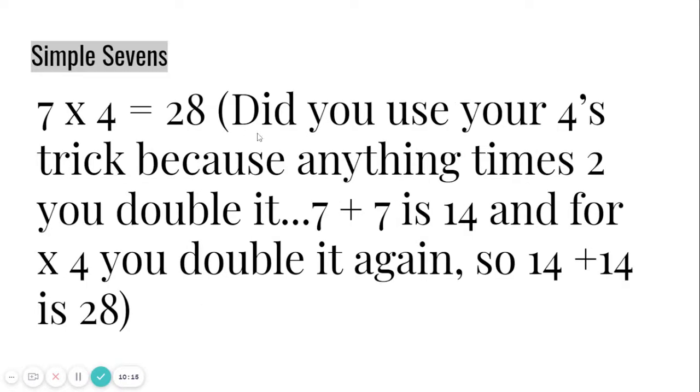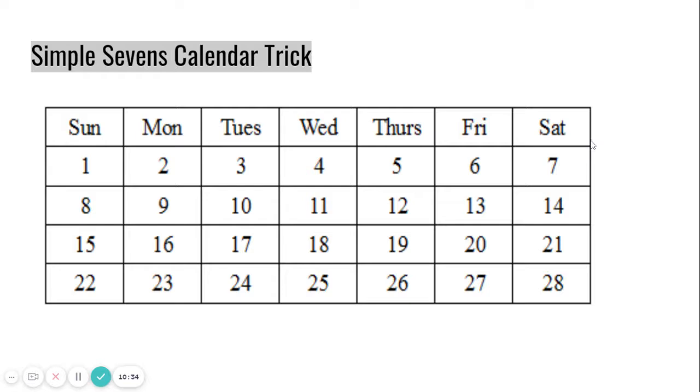Now, 7 times 4, did you remember your fours trick? We're going to flip it around and we're going to double the 7. 7 and 7 is 14. Then 4 times 4, you double it again. So 14 plus 14 is 28. Now, another thing that I was showing you or telling you is you also have another little quick trick.